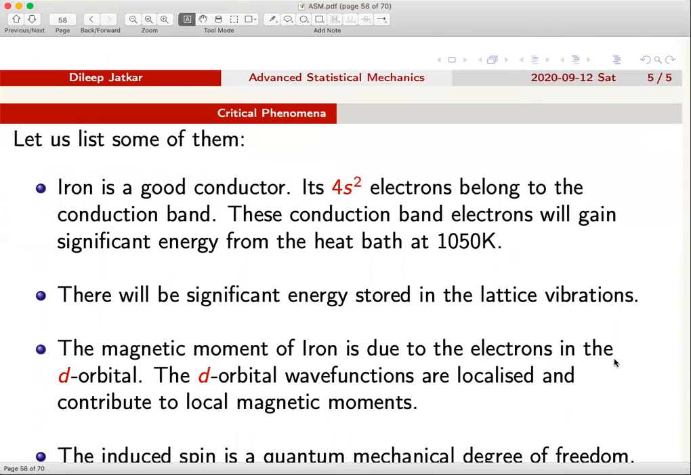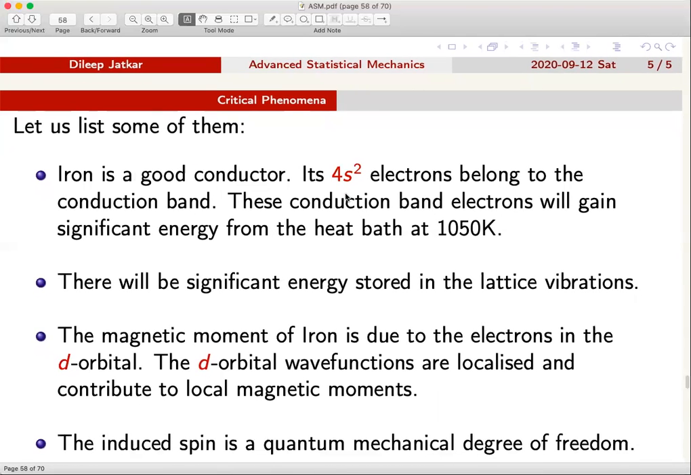So the first thing is that iron is a good conductor, that everybody knows. And this good conductor behavior comes from the 4s electrons. As I said, the 4s electrons have extended wave functions. So when you actually form a lattice, these wave functions spread all over and become the Bloch wave function, and they form what is called a conduction band. These conduction band electrons would of course gain significant energy if you keep the iron at 1000 degrees Kelvin, because that heat bath has a huge amount of energy for conduction band electrons. Conduction band electrons could propagate quite freely because they are almost free electrons available in the system.